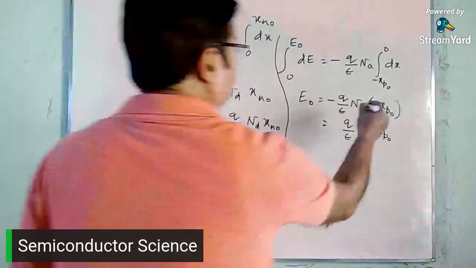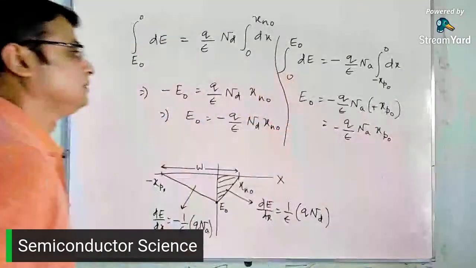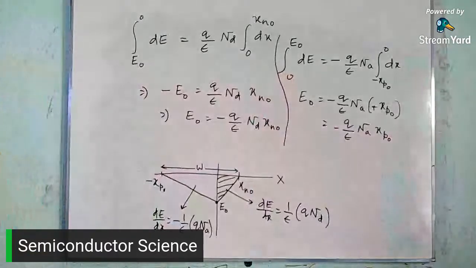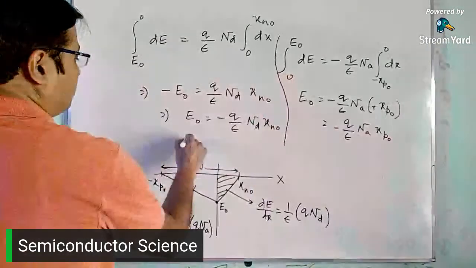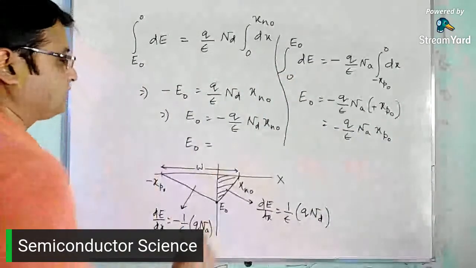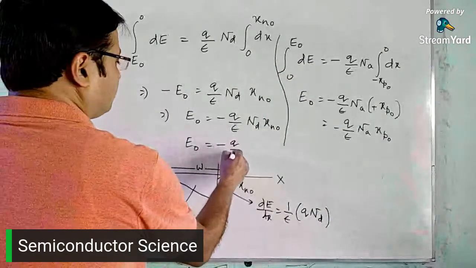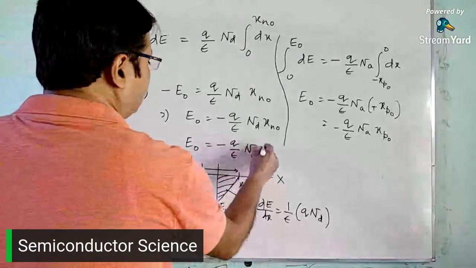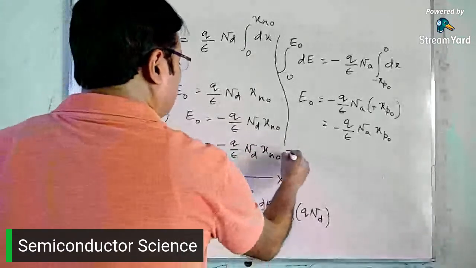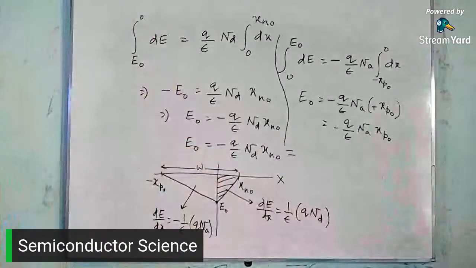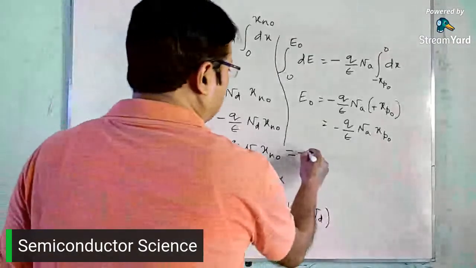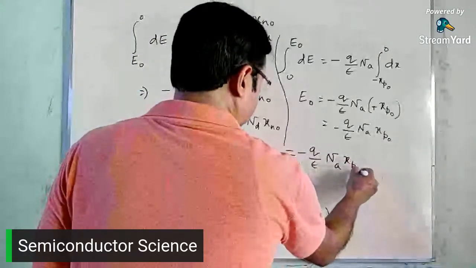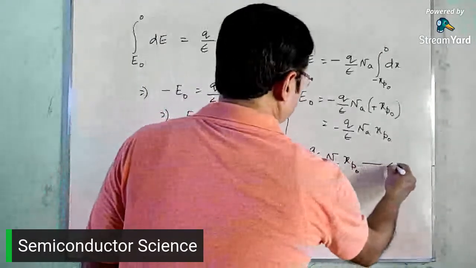No, this will be plus and this will be minus. Okay. So here the maximum value of the electric field, if you calculate from the n-type side, it will be minus q by epsilon nd into xn0, or from the p-type side, if the calculation is done, then you find the value as minus q by epsilon na into xp0, and let it be equation 4.